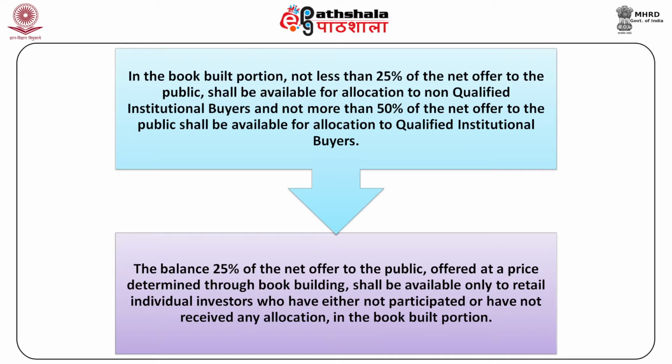B. The balance 25% of the net offer to the public offered at a price determined through book building shall be available only to retail individual investors who have either not participated or have not received any allocation in the book build portion. First, allotment to retail individual investors, non-institutional investors and qualified institutional buyers shall be made proportionately as illustrated in Schedule 18th.